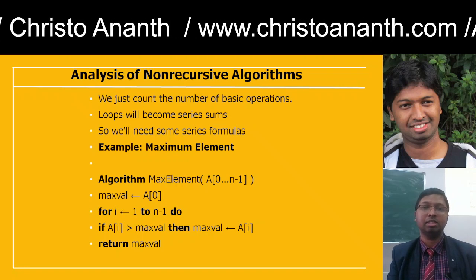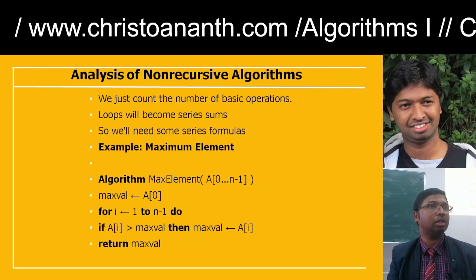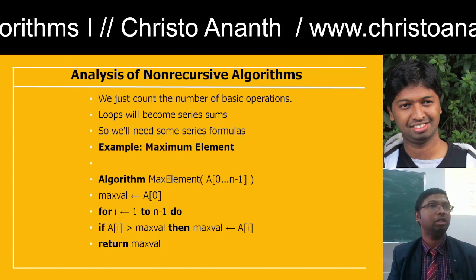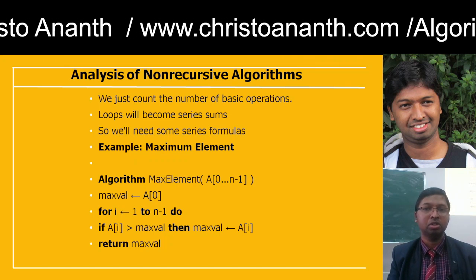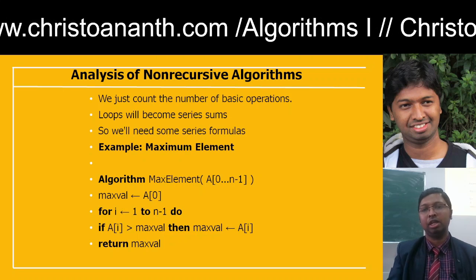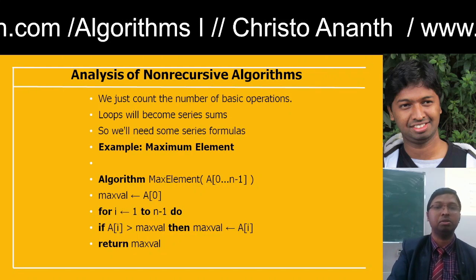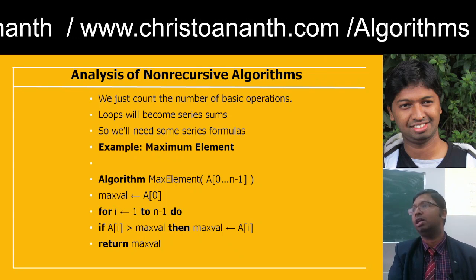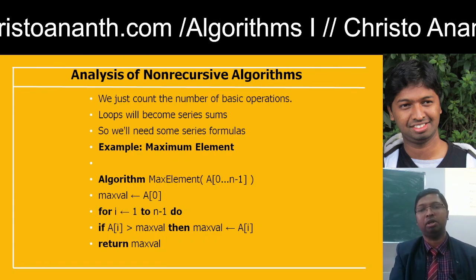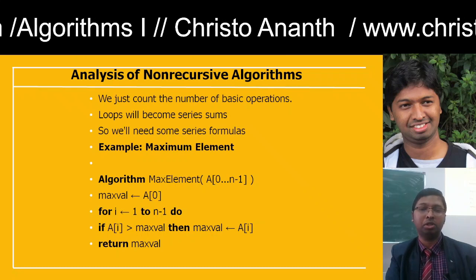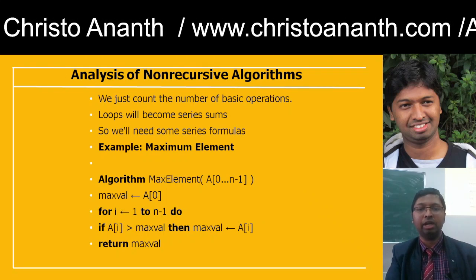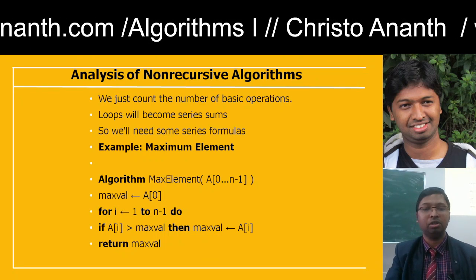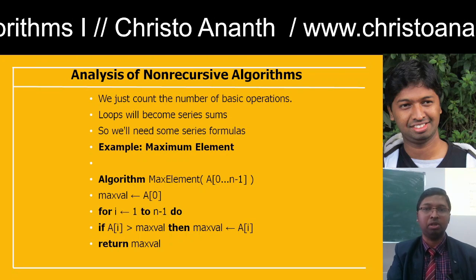So this is the analysis of non-recursive algorithms. Normally, we analyze the basic operations, and here you tend to apply the for loop accordingly. For this, we will have some series formulas. There will be an algorithm to find the maximum element. Here is the algorithm, MaxElement A[0..n-1]. The maximum value is assigned to the starting element, A[0]. For i equal to 1 to n minus 1, do: if A[i] is greater than the maximum value, then assign A[i] to the maximum value. Finally, return the maximum value.